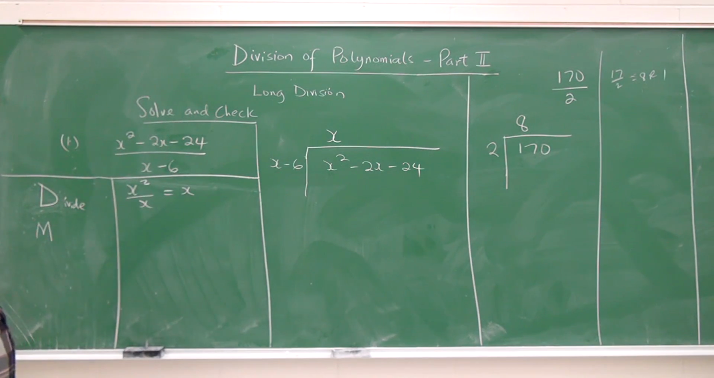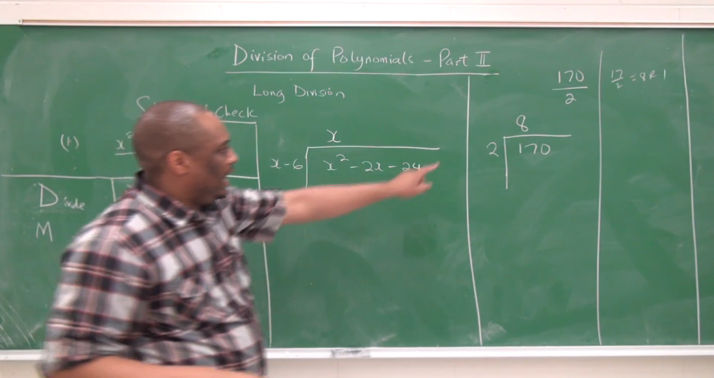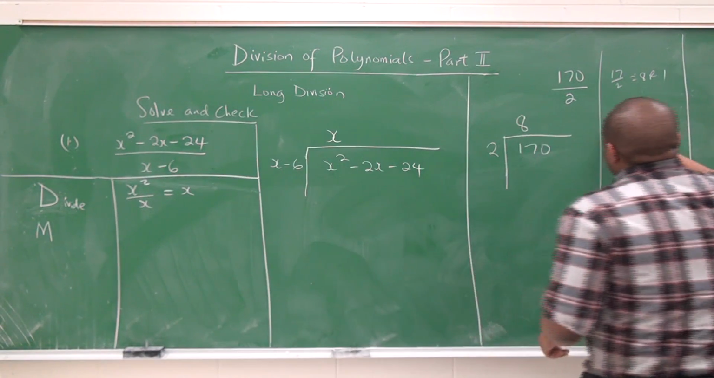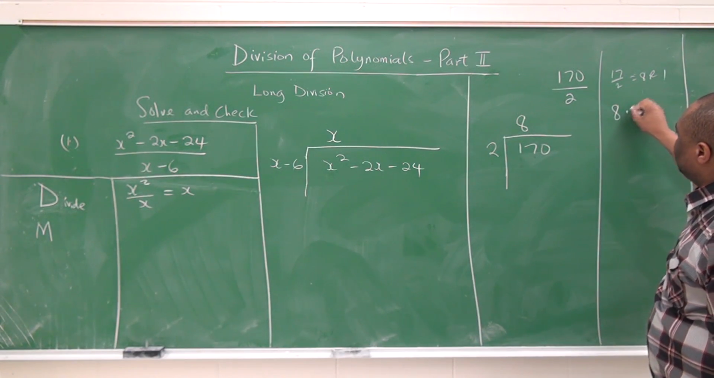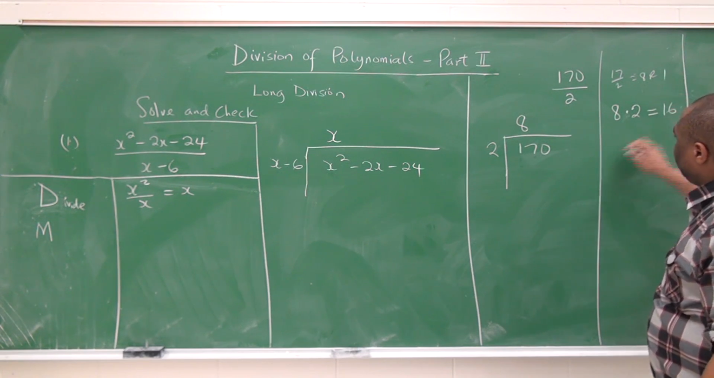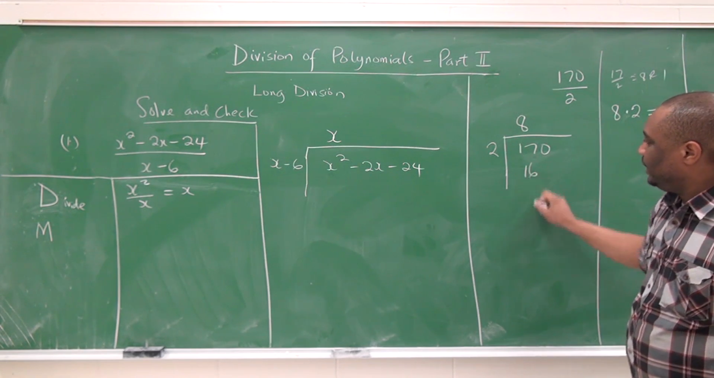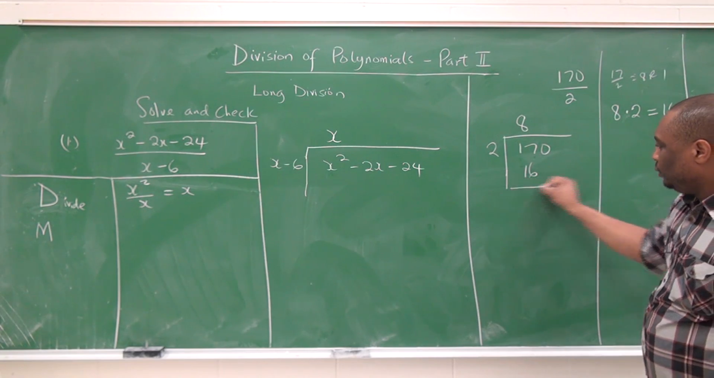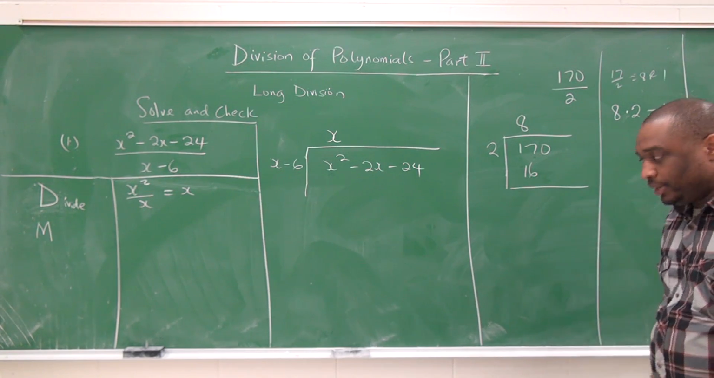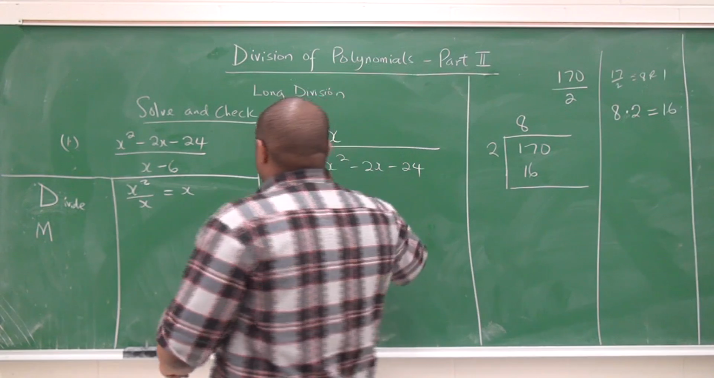Then the next thing you do, after putting the 8, is to multiply. You do 8 times 2, and it gives you 16. And you bring down 16 here, and you draw your line like this. So the same way we do it here.